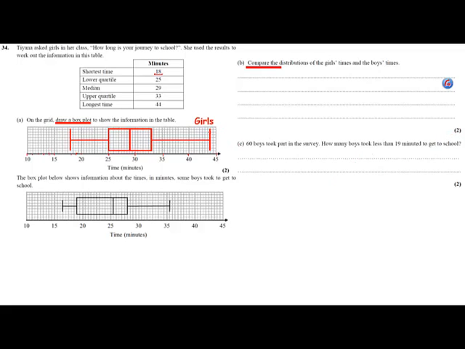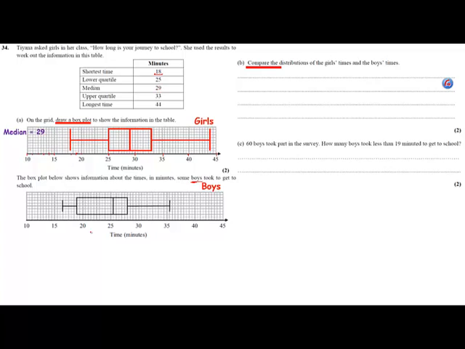So I'm going to label up the box plots because the first one is girls. The second one, the box plot below, shows information in minutes of some boys, right, took to get to school. So I'm going to label that boys so I don't get confused about what I'm talking about. Let's find the median of the first one. We were given it already.